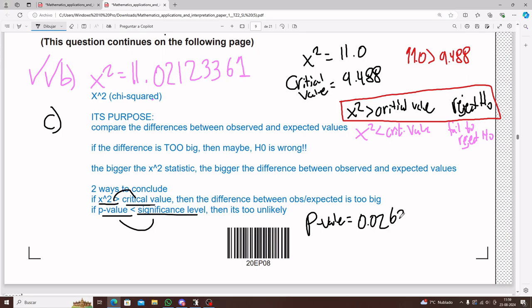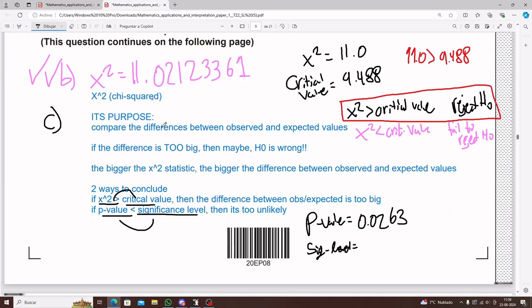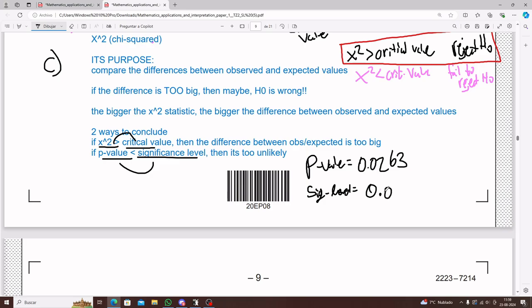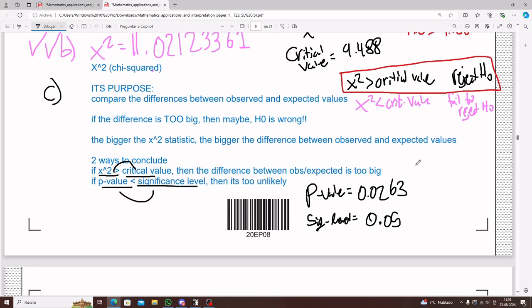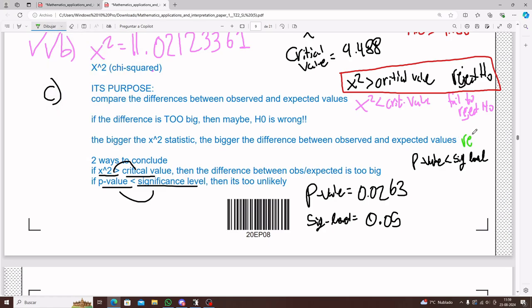63, right? While your significance level, they told us, was 5%. So 5% as a decimal is 0.05. See? So clearly the p-value is less than the significance level. And so if the p-value is less than the significance level, what I'm observing is too unlikely. And if what I'm observing is too unlikely, it's too crazy, then you have to reject H0. Which actually, again, putting it in red, is the current scenario.